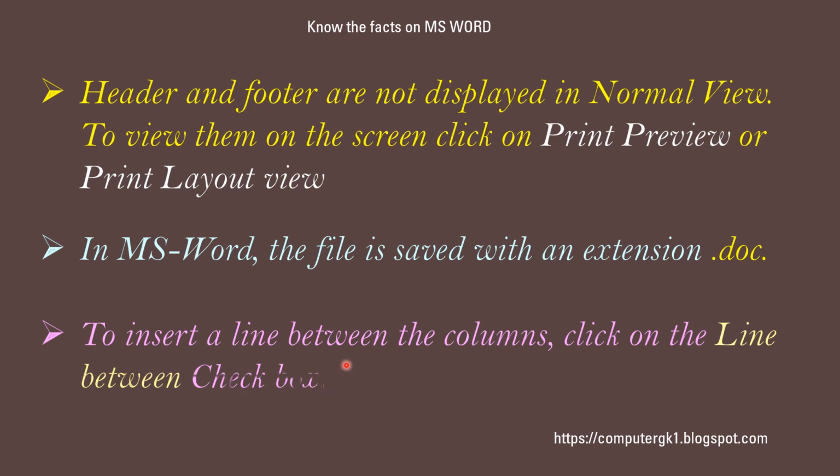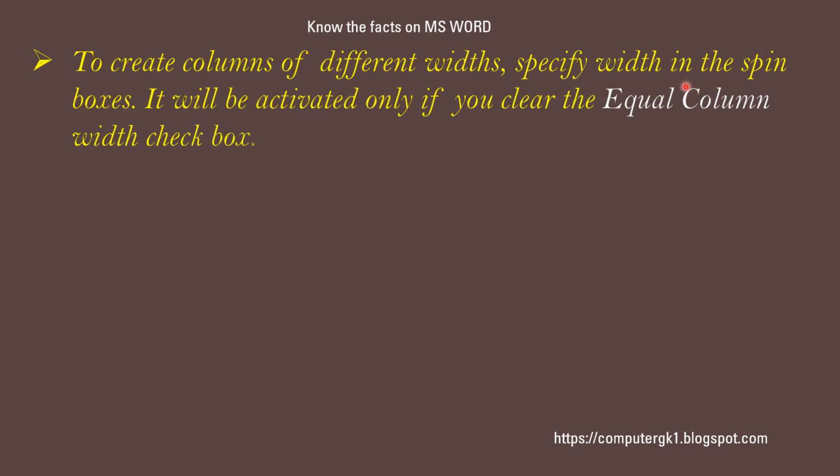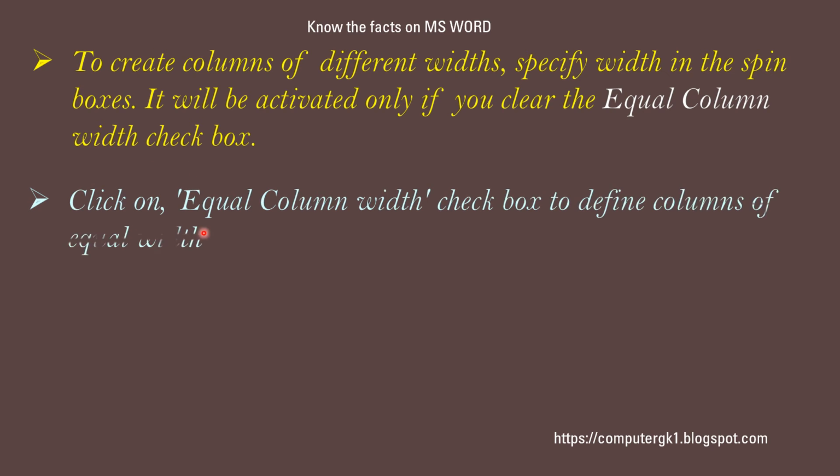To insert a line between the columns, click on the line between checkbox. To create columns of different widths, specify width in the spin boxes. It will be activated only if you clear the equal column width checkbox. Click on Equal Column Width checkbox to define columns of equal width.